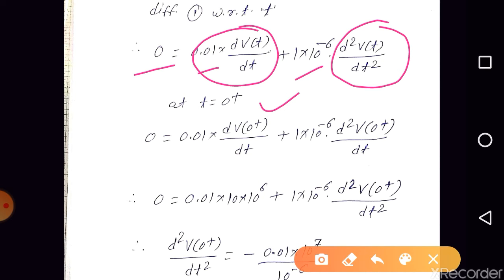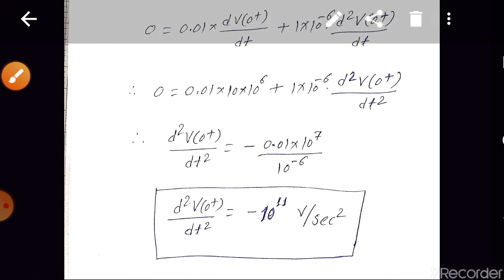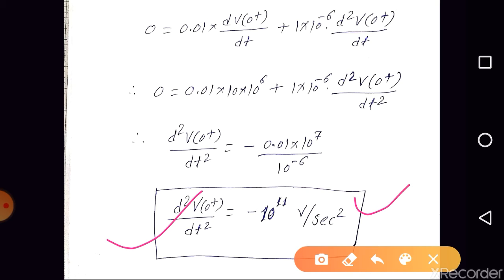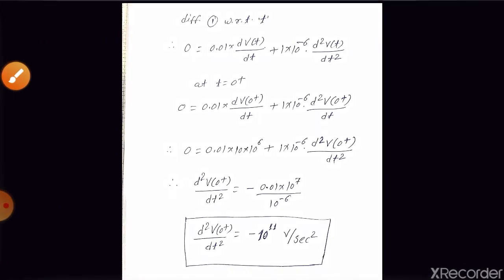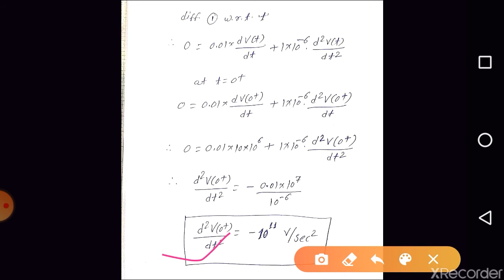So at t equal to 0 plus, further we can simplify 0 as it is dv by dt of 0 plus, again this term into d2v of 0 plus by dt square. So further this can be simplified as 0 is equal to this term as it is plus this term. And after simplification we can write d2v by dt square of 0 plus is equal to minus 10 to the power 11 volt per second square. Be careful, the unit is volt per second square, it is a dt square, and the second differentiation of v, so that's why it is volt per second square, right? So this is the solution for the first example.